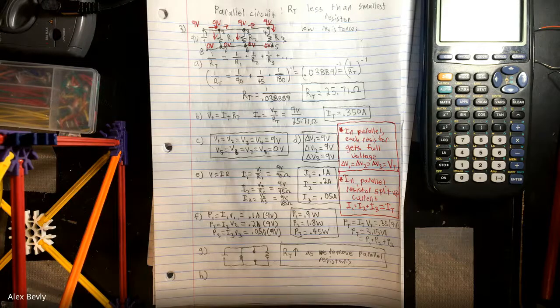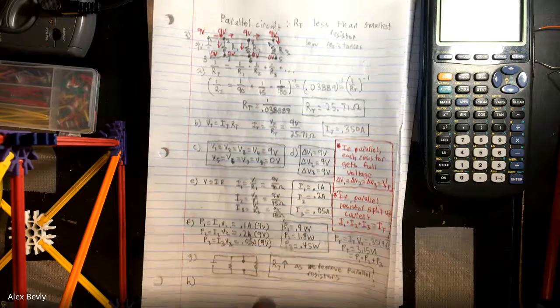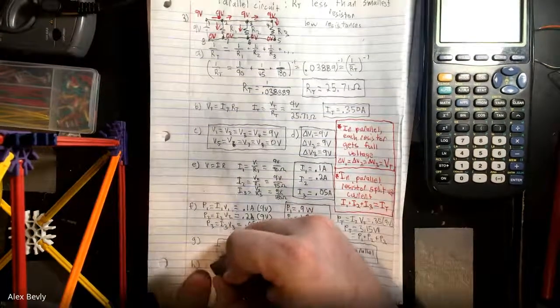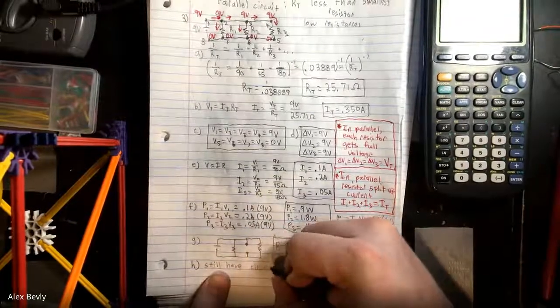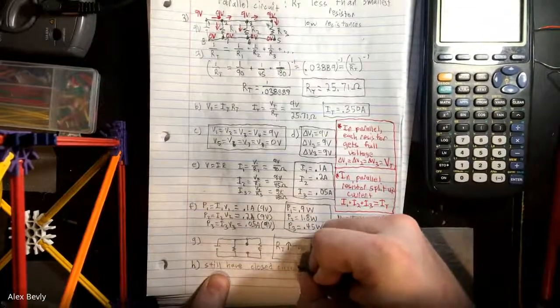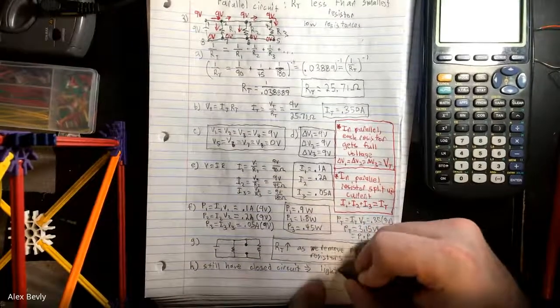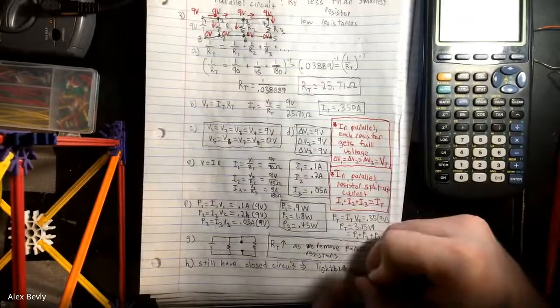H, if one of the light bulbs is removed, will the other light bulb stay on or not? So here I removed a light bulb. Are these other ones staying on? Yeah, there's still a complete path for current flow. We still have a closed circuit, which means the light bulbs stay on.